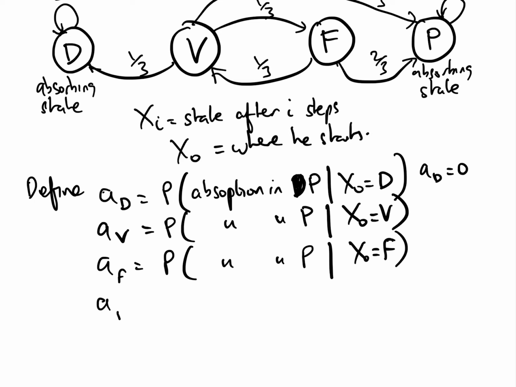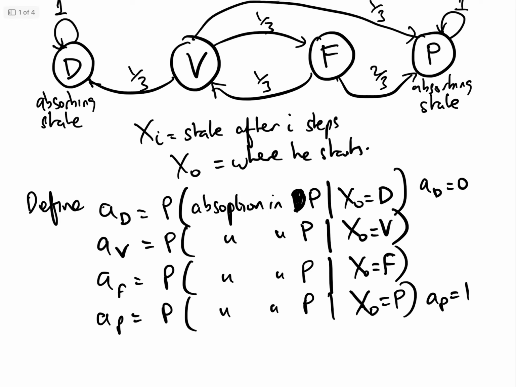And then finally, A_P is the probability of absorption into P, i.e. saving the princess, given that he is already with the princess. Well, clearly A_P equals 1. If he's already with the princess, then he has already saved her, so we don't need to bother about that. So now let's have a look. We're going to use recursion here. So I'll try and keep it on the same page.